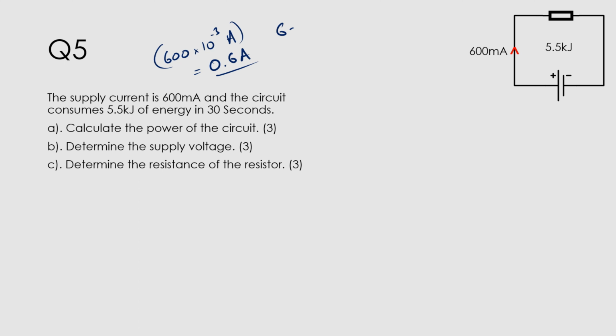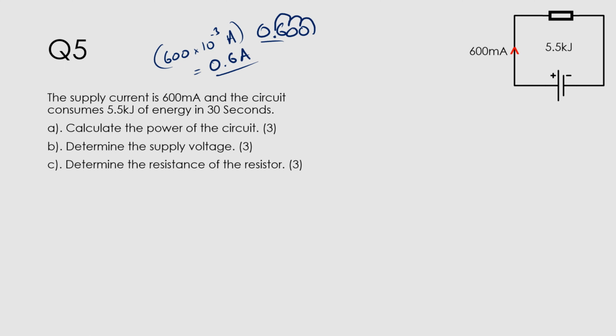Or you can just remember that 600 times 10 to the minus 3 means that the decimal point moves 3 places to the right. So if it's 600, we move 1, 2, 3, so the decimal point goes there. We then draw a 0 in front of that and it becomes 0.6.